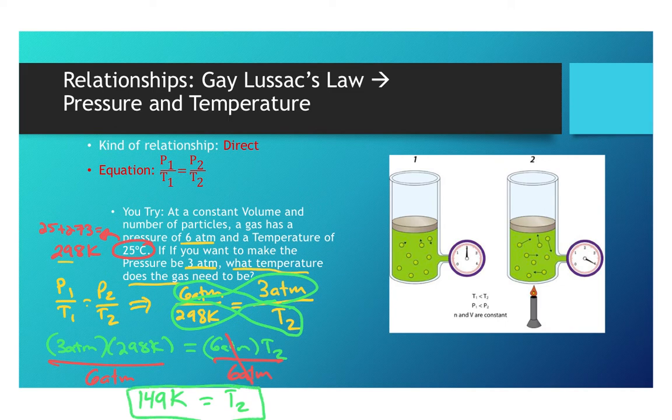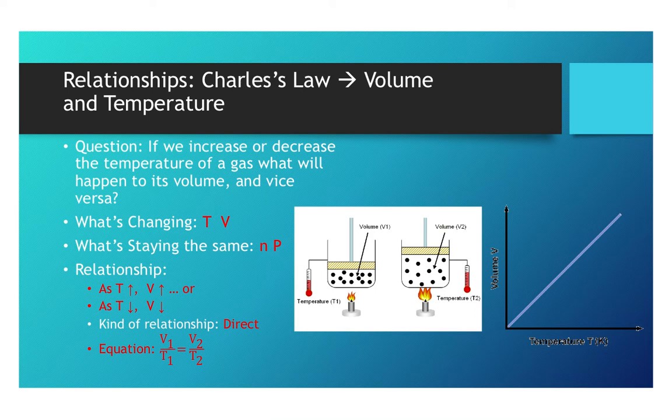And there we go. The third law we have is Charles' law, which has to do with volume and temperature. So the question that goes along with this is, if we increase or decrease the temperature, what will happen to its volume and vice versa? So what's changing here? Temperature and volume. What's staying the same? The number of particles and the pressure.